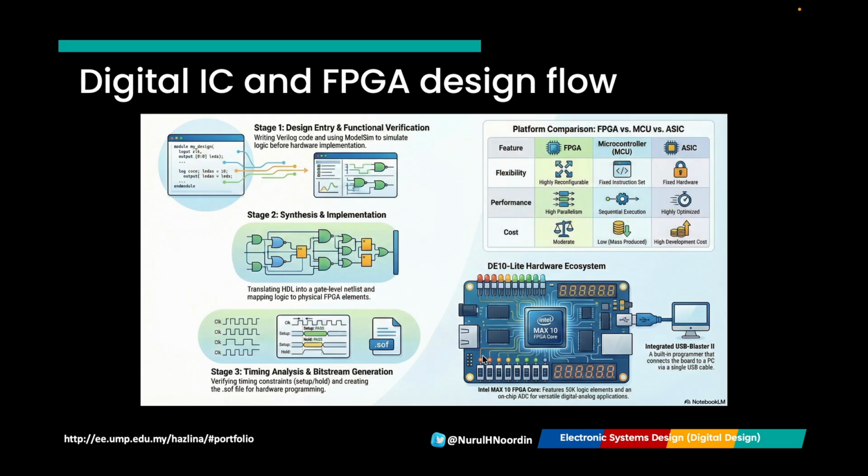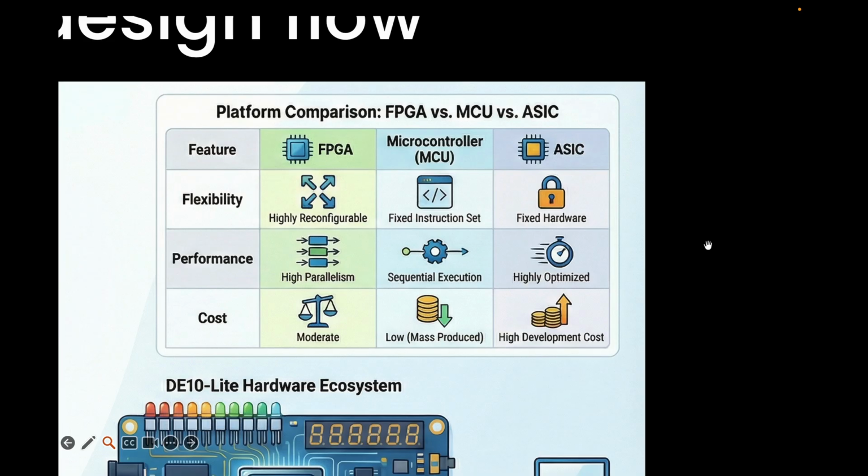When designing a digital system, one of the most crucial decisions an engineer has to make is selecting the right hardware platform. Let's see how microcontrollers, ASICs and FPGAs compare among each other. Let's start with the microcontroller, sometimes called an MCU. Think of it as your standard reliable workhorse.